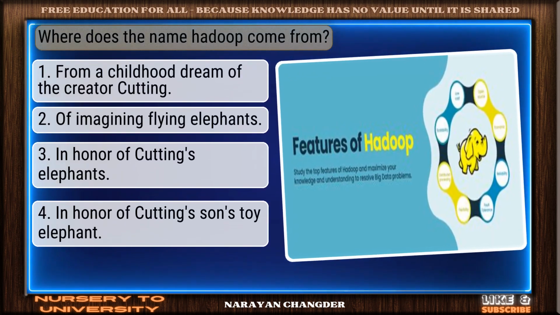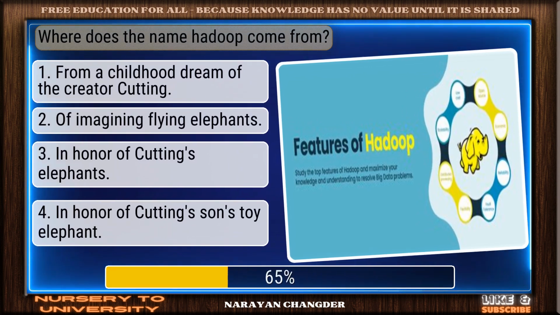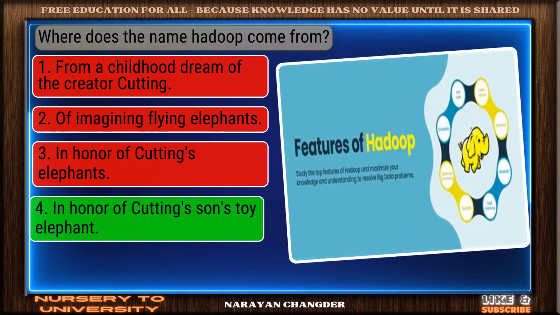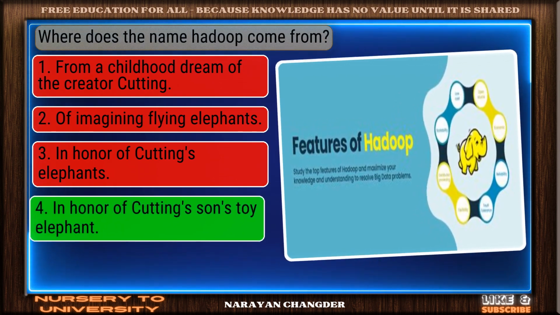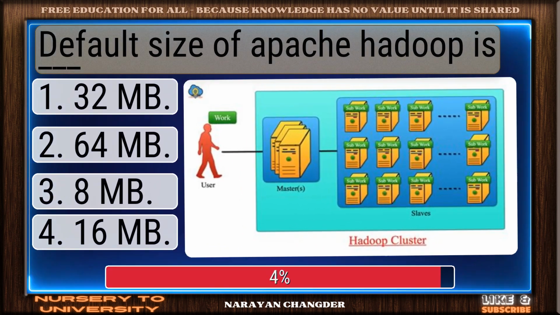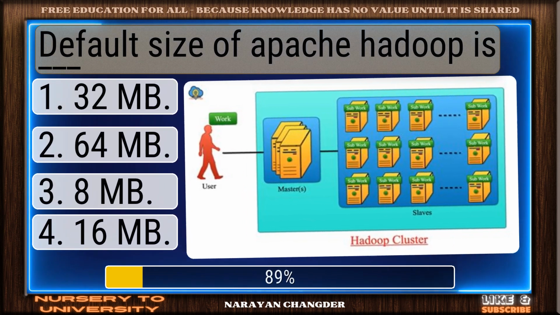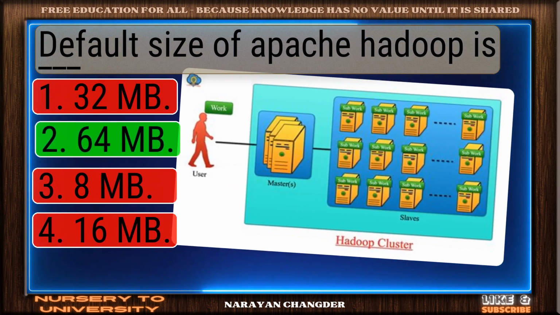Question number 49. Where does the name Hadoop come from? Sharp thinking. In honor of Cutting's son's toy elephant is the right choice. Question number 50. Default block size of Apache Hadoop is ___. Nice work. You chose 64 MB and it is correct.